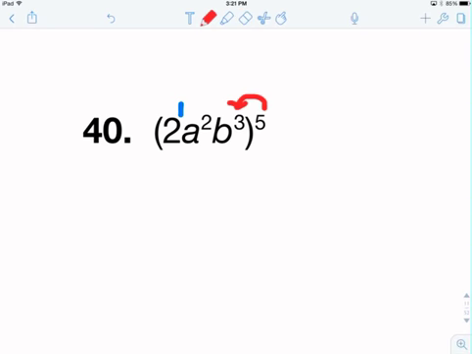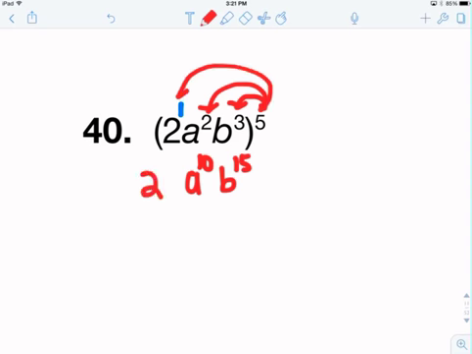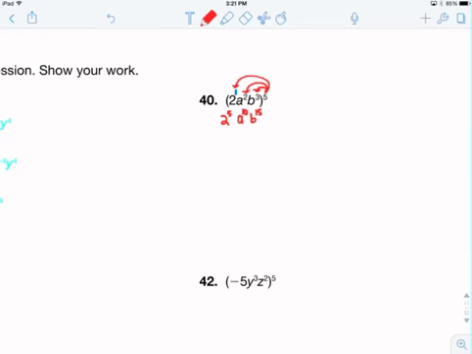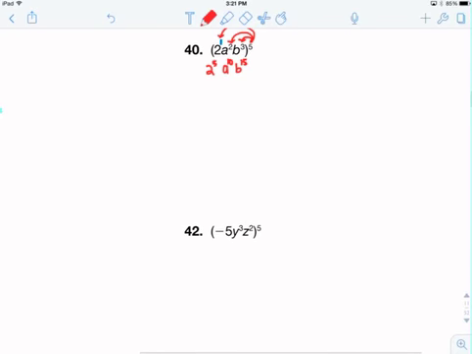You only distribute inside, and there's another situation. So that's b to the 15th, right? That's a to the 10th, and 2 to the 5th. And that's your answer. See why I gave a whole lot?